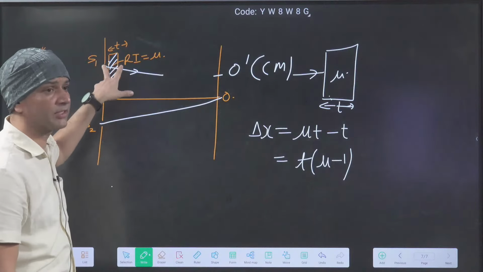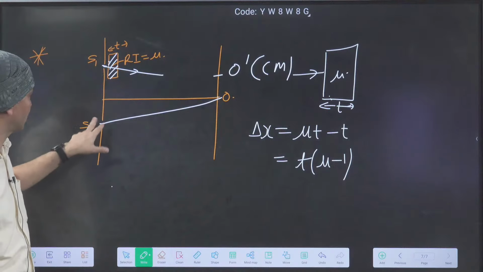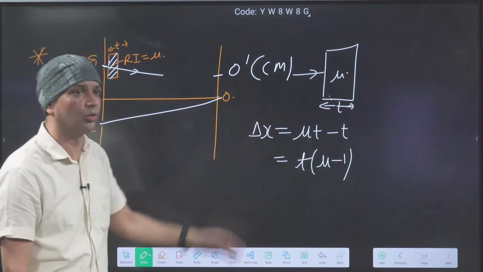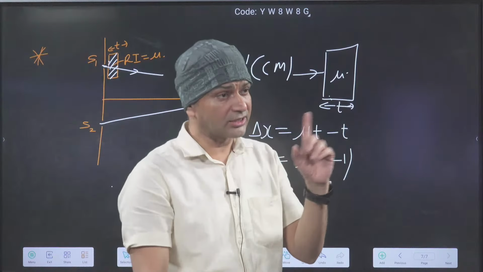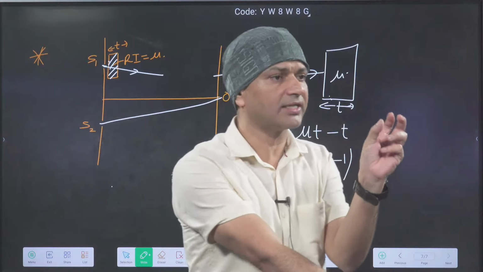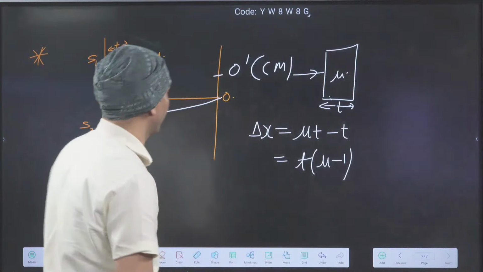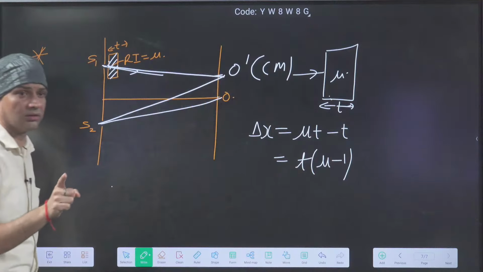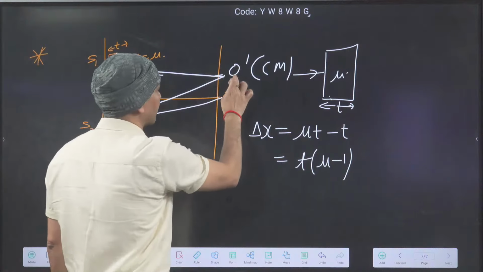If we introduce the slab in front of the upper slit, the central maxima will shift above. If we put the slab in front of the lower slit, the central maxima will shift below. So here the central maxima will shift above. Why? Because the slab in front of S1 introduces extra path. The central maxima needs path difference to be 0, so if I shift this above, this path will become equal, and we will get the central maxima there. In that case, the central maxima will shift above.